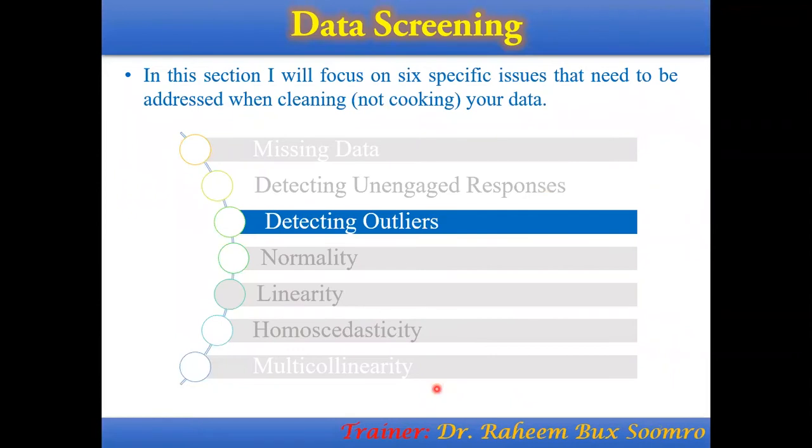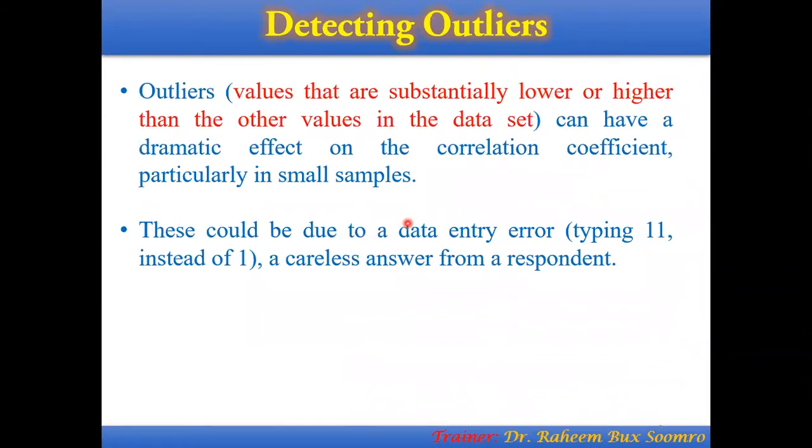Dear students and dear researchers, you know that I'm discussing data screening right now. In data screening, so far I have discussed missing data and detecting unengaged responses. In this video, I'm going to discuss detecting outliers. Then, what is an outlier? The major question is that outliers are values that are substantially lower or higher than the other values in the data set.